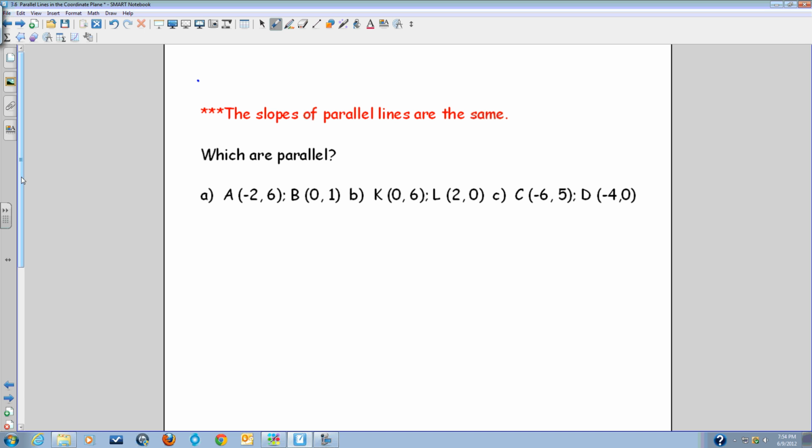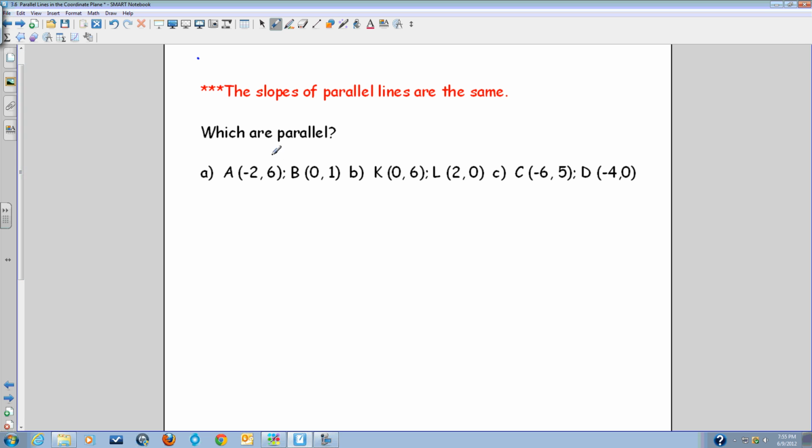One thing to keep in mind is that the slopes of parallel lines are the same. Now, if we want to know which lines are parallel, we're talking about lines that contain these points. Now, line A. Okay. So if we look at the line between points A and B, we are given the points negative 2, 6, and 0, 1. We'll use our slope formula.